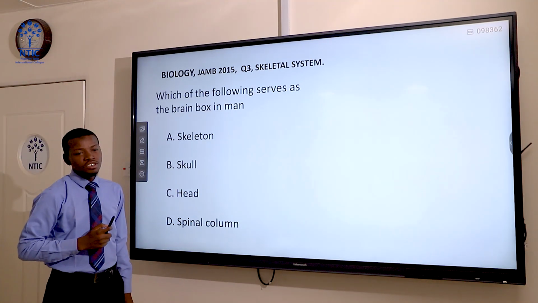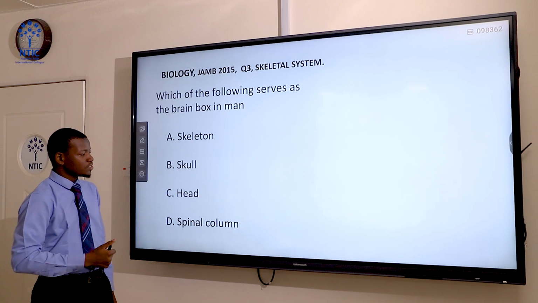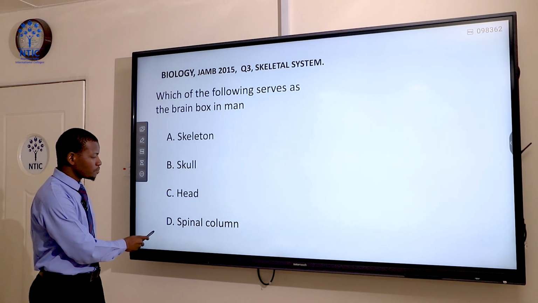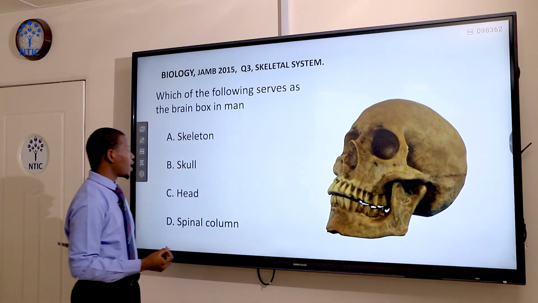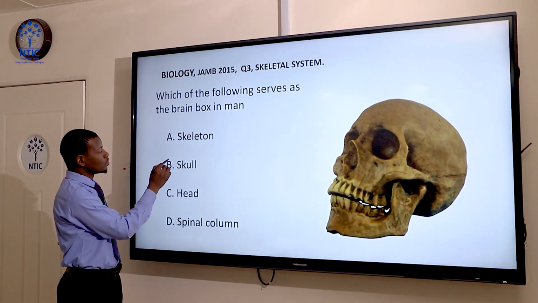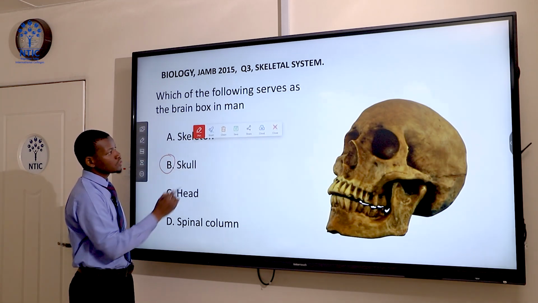Question number 3. Which of the following serve as the brain box in man? A. Skeleton, B. Skull, C. Head, and D. Spinal cord. Now, this is the brain box in man, and it is referred to as the skull. So, question number 3, the correct option is B, the skull.